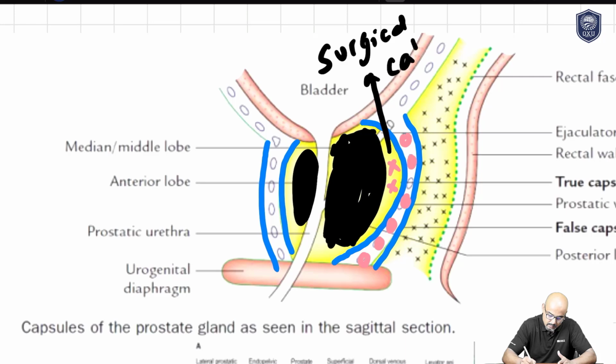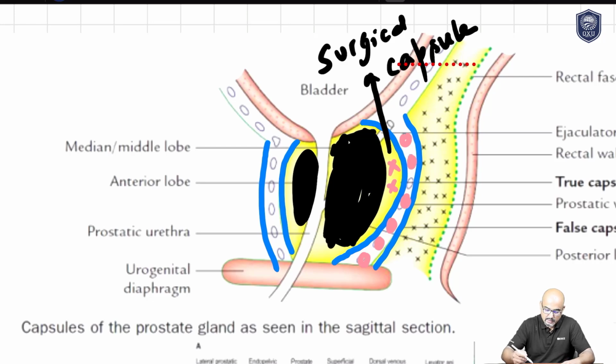Surgical capsule. Normally the prostate has two capsules, the false and the true capsule, but in BPH it has an extra capsule, which is a compressed tissue of the prostate that lies between the BPH and the true capsule. The question is why we should know that.